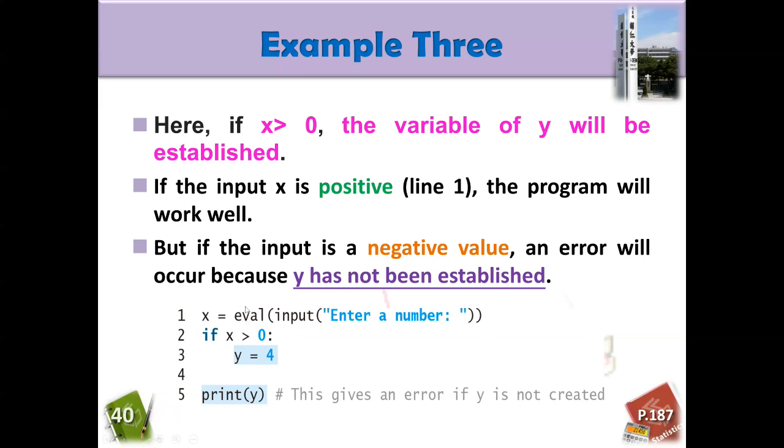When you input a negative value, then y will not equal 4. So when you print it, it will have something wrong. So in this kind of situation, it's not a local variable, it's global, because it's not inside a function but inside a condition. The problem also occurs when the condition does not work: y will not be established.